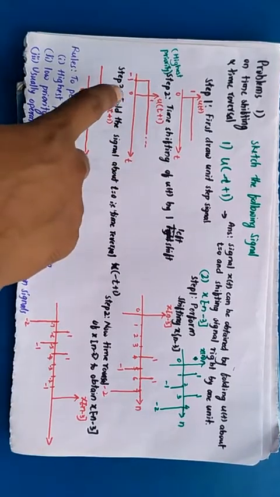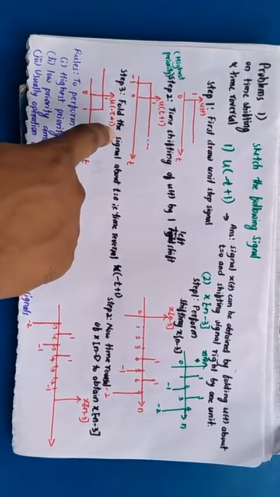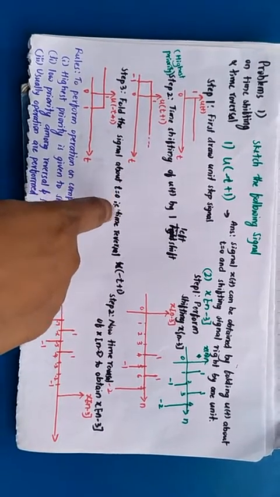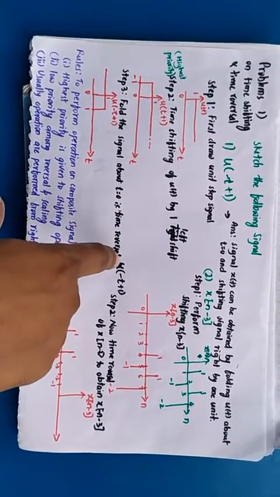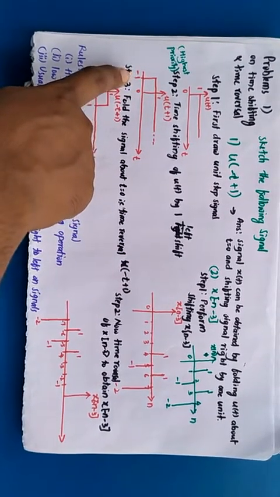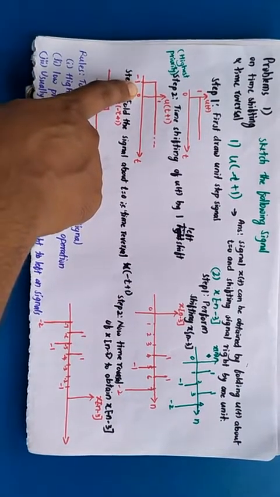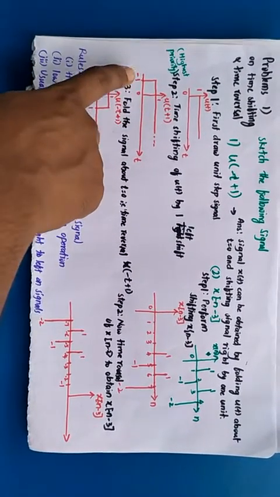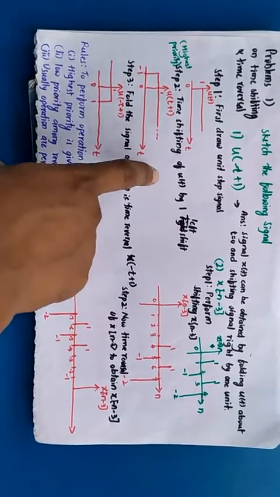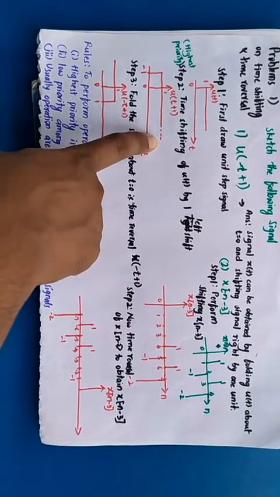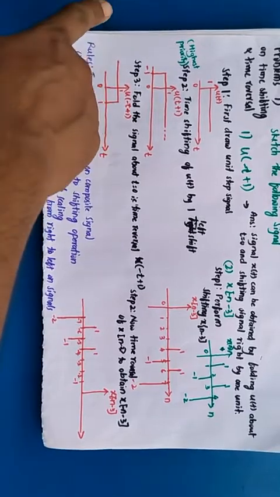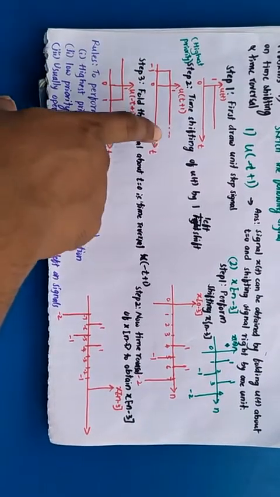And then what is step 3? Step 3 is to fold the signal about t equal to 0. It means now apply the time reversal, which gives u of minus t plus 1. Time reversal is nothing but whatever values of t are there in the signal, now they will be negated. So the signal existing from minus 1 to infinity in the previous signal should now start from plus 1 and exist towards minus infinity. Please understand here.